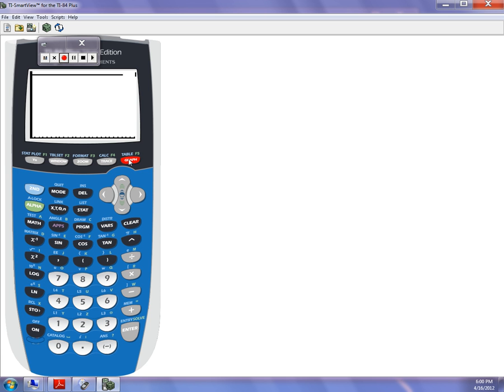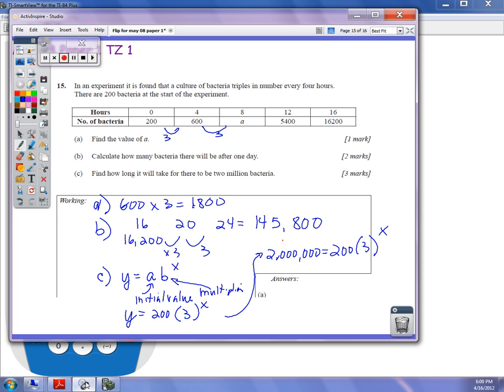Now I'm going to graph my two equations. There's my 2 million. There's my exponential function, and I want to find out when those two are equal to each other. I'm going to hit calculate, intersect. I'm going to do enter, enter, enter, and it tells me when x is 8.38.